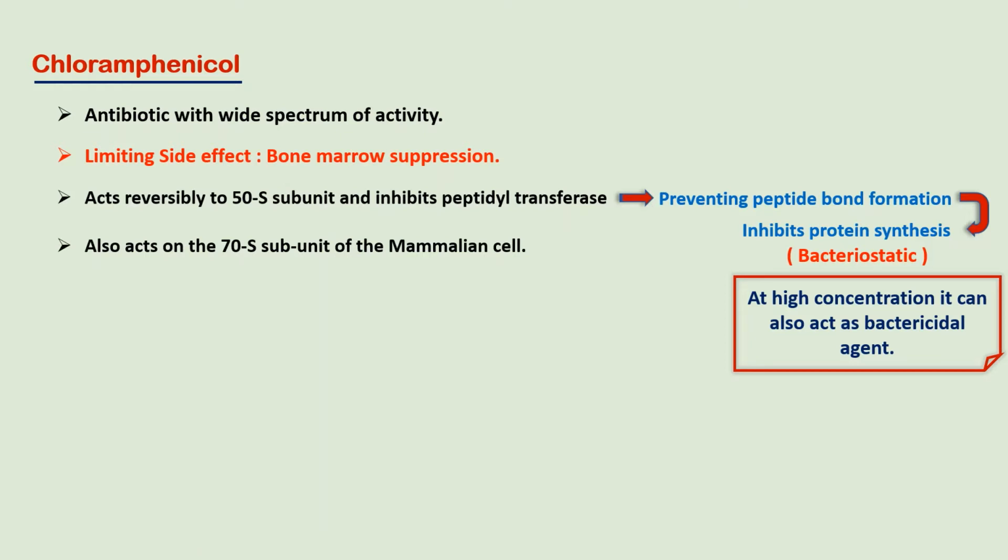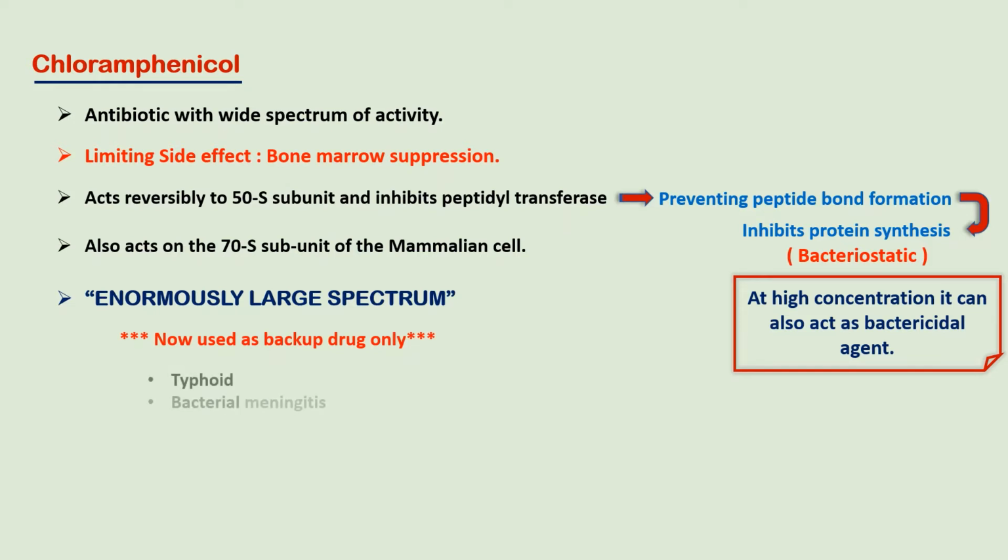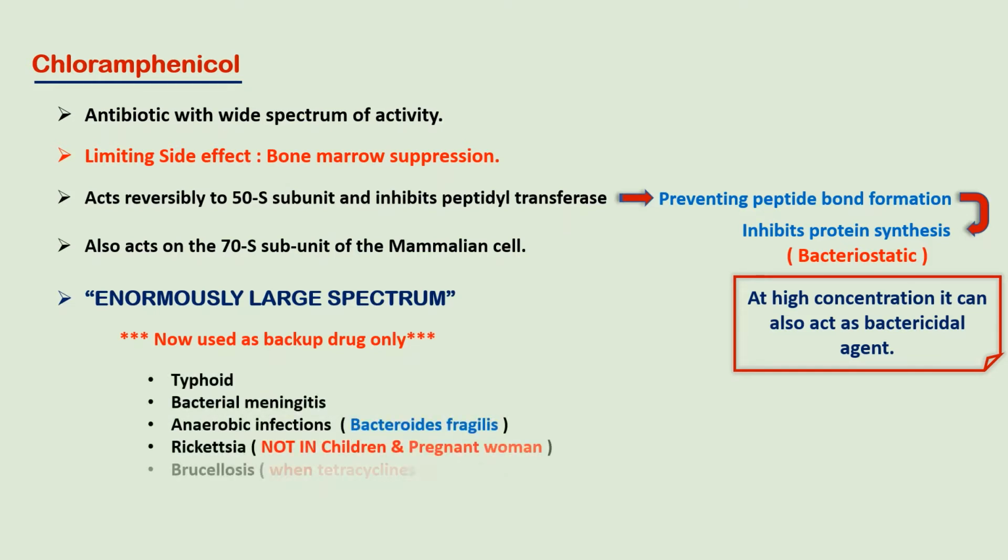Chloramphenicol has an enormously large spectrum. It was used in the past for a lot of different diseases, but now it is used as a backup drug for typhoid, then bacterial meningitis, then anaerobic infections like Bacteroides fragilis, then in rickettsia, but not in children and pregnant women since it is contraindicated, and also used topically for ear and eye infections.